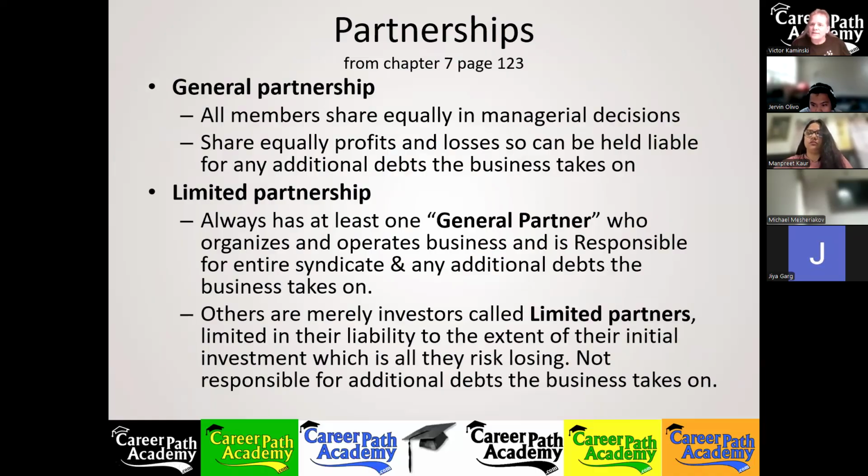So you can do that. You just need to have somebody involved that deals in securities. All right. Now, the general partnership, all members share equally in the managerial decisions in a general partnership.